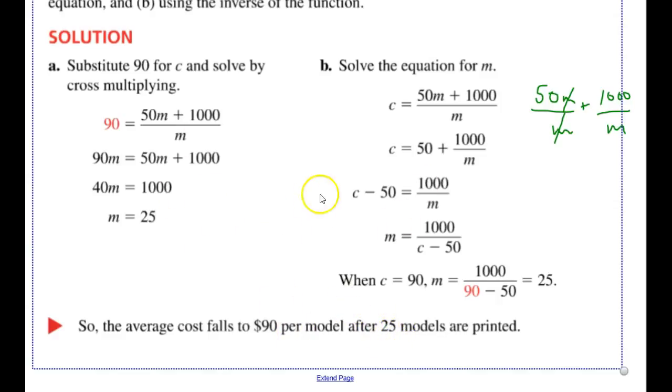So there's two different ways I can do this, right? I just simply substitute it. And then the second way is I found the inverse of that function, and then I plugged the number in. So let's look back at our learning targets and see how we did.